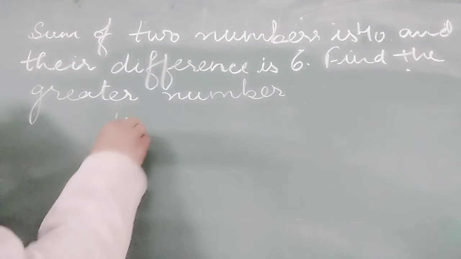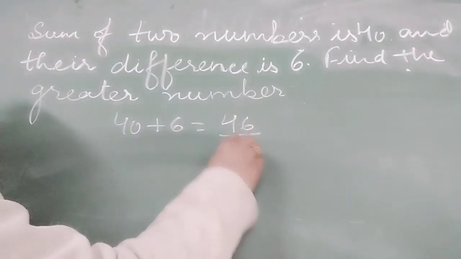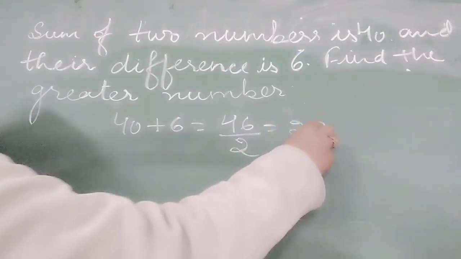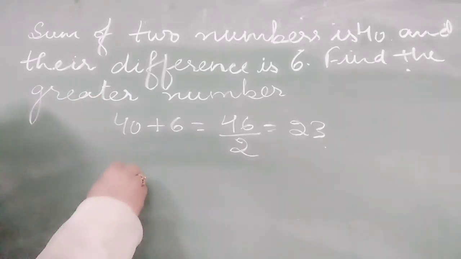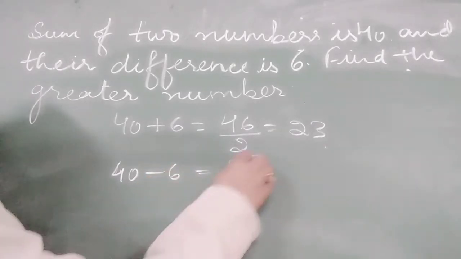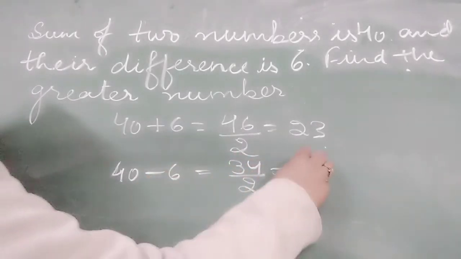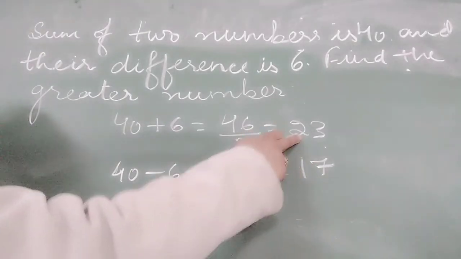First we have to add these two numbers and then divide it by 2. Then you will get the greater number. Suppose a smaller number is asked in the question, then what you have to do? First you have to subtract these two numbers and then divide it by 2. So this one is the smaller number and this one is the greater number.